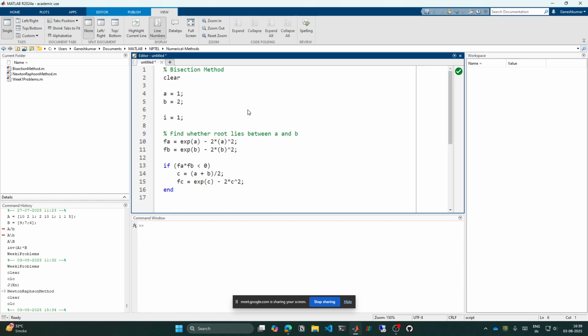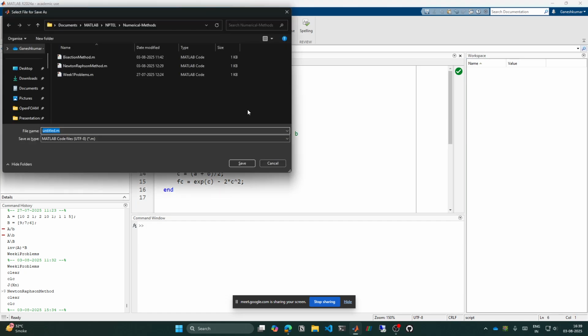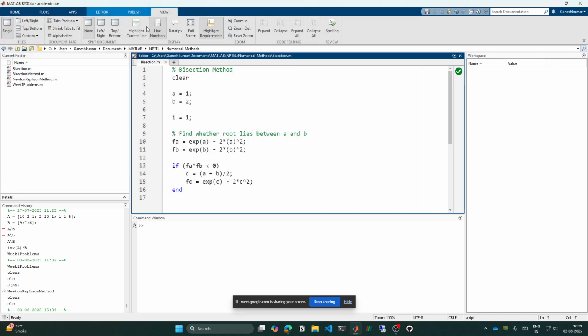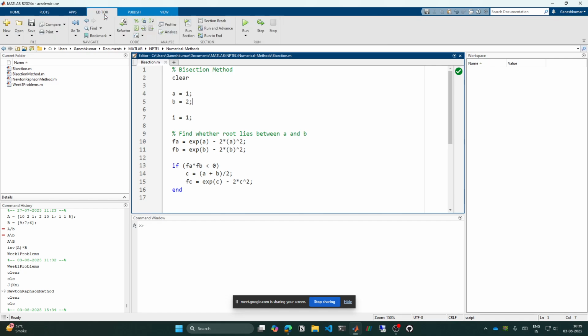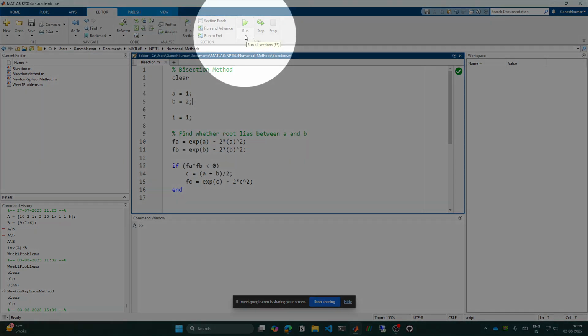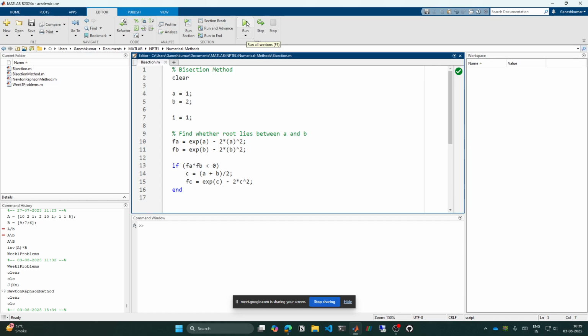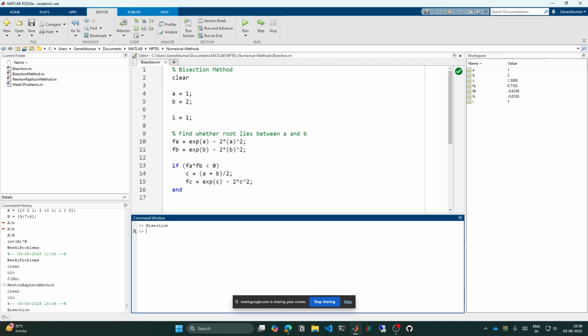Okay, so first let me just save it somewhere, as bisection. So let's say I go and run this. I can basically see your c is 1.5, and you can also see f of c, which is 0.0183, same as what we got.